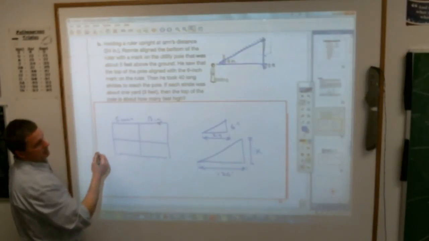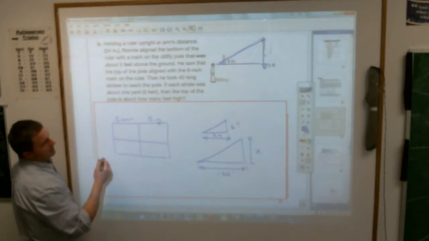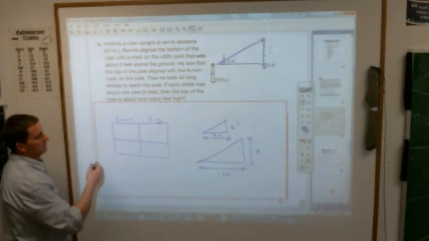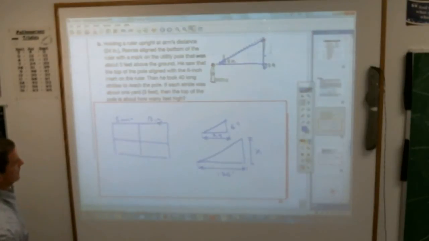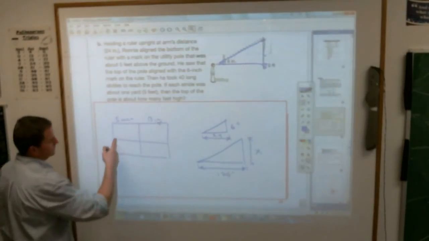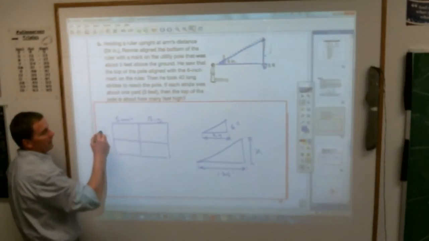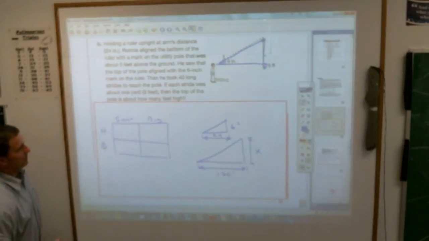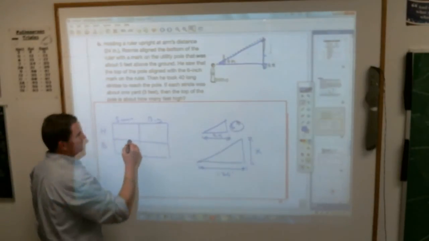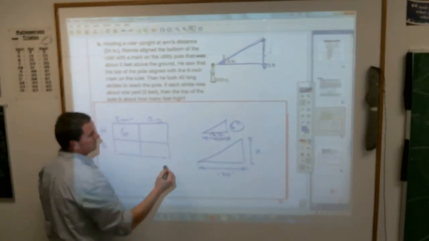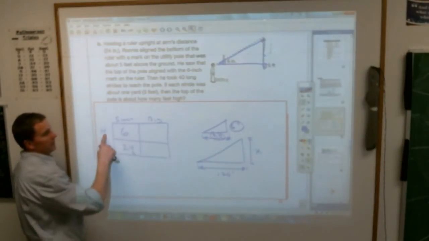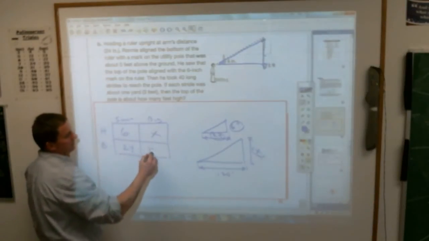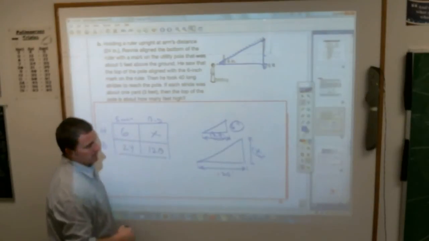You've got, to talk about shadow, what two things are we comparing there? You've got the small and the big, and it doesn't really matter how you label that other side. If you want to go height to base, that would probably work. What's the height of the small triangle? 6. What's the base of the small triangle? 24. What's the height of the big triangle? X. What's the base of the big triangle? 120.